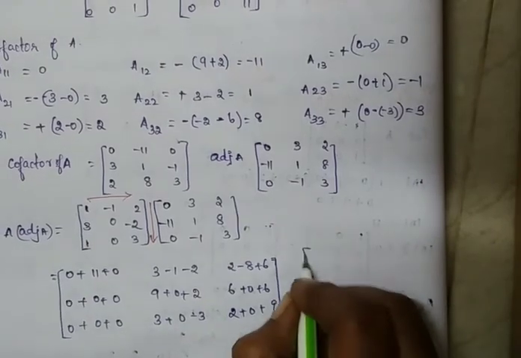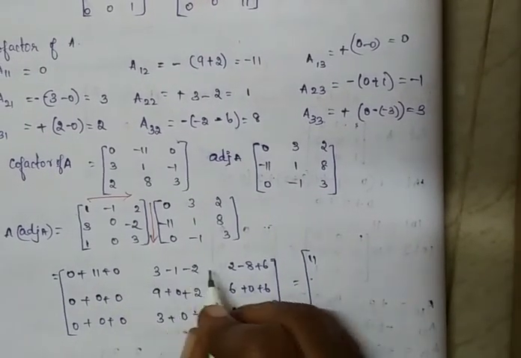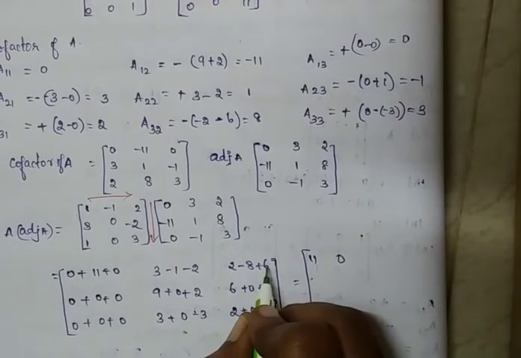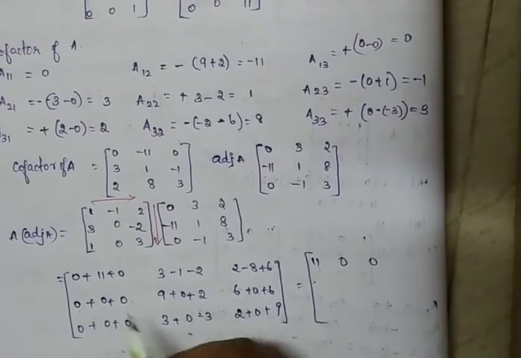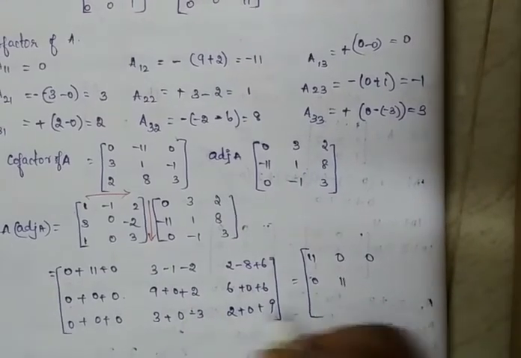Now this value is 11. Here 3 minus 3 is 0. Now 2 plus 6 is 8, minus 8 is 0. Now this value is 0. 2 plus 9 plus 2 is 11.